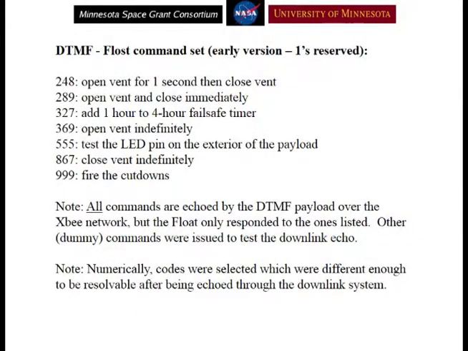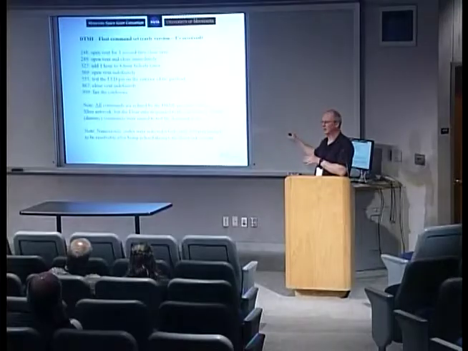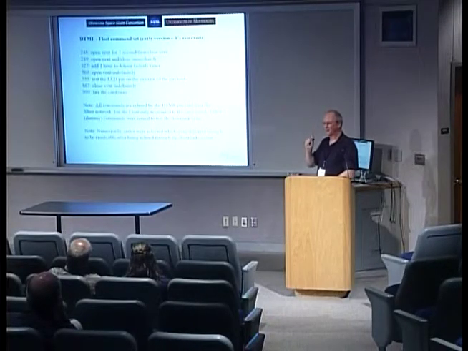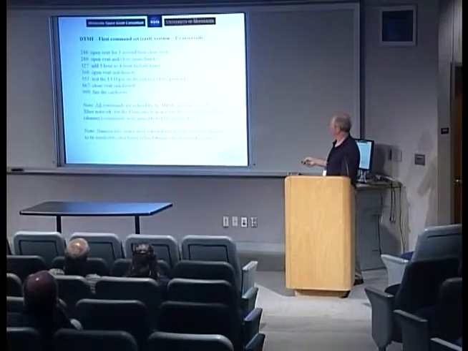All the codes were echoed by DTMF, and then the float would only react to these specific ones. We would sometimes send other codes, just dummy codes, to make sure that things were getting through. The codes were selected numerically to make sure they were distinguishable after downlink. This pulse width modulation stuff takes a while to settle, and you can't really read that third digit very well, so we needed to make sure the codes were very different from each other numerically. And we had to reserve the one because of the radio we were using. Every time you press push to talk, it would send a one. So one is not going to be part of any code, because one is part of every single transmission that we try.